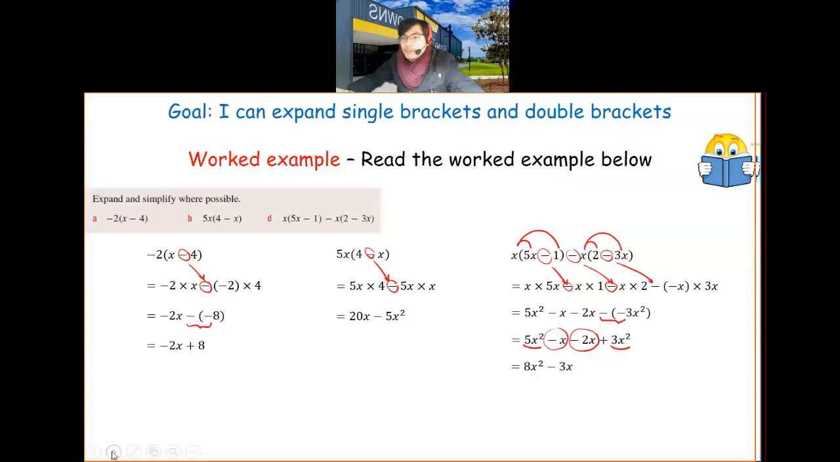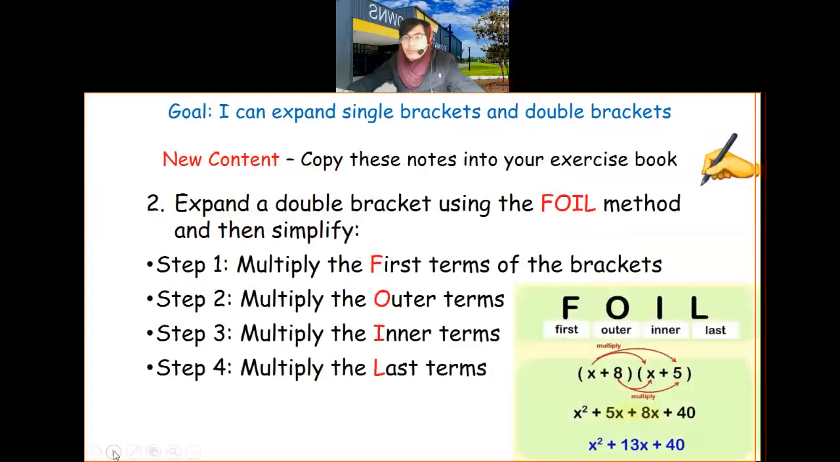Moving on here. So this is the new bit. Okay, this is a bit of an extension bit.